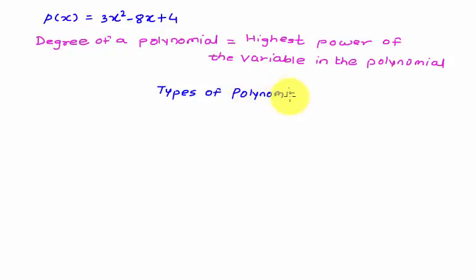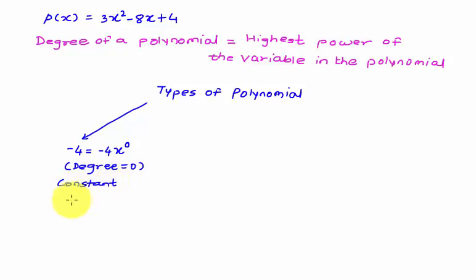Types of polynomial. Now let's take the polynomial minus 4. Now minus 4 can be represented as minus 4 into x raised to the power 0. Now this polynomial has degree 0. Hence it is called a constant polynomial. This is a case of constant polynomial.